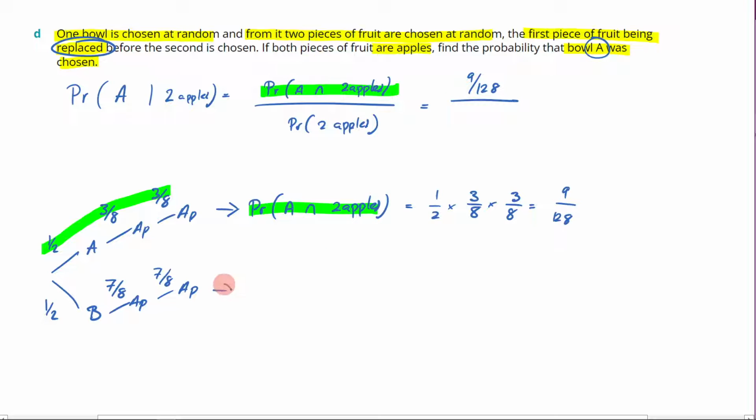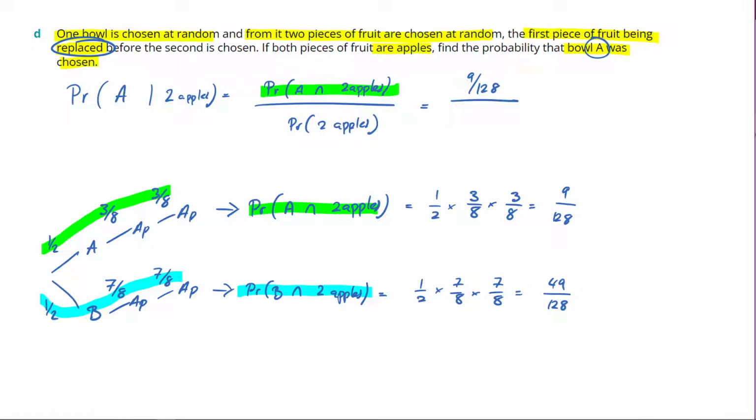And then we also need to figure out the probability of B intersection of two apples. So that's going to be a half times 7 on 8 times 7 on 8, which is going to be 49 on 128. And now the reason why I figured this one out, so remember the reason how I got this was just multiplying across that way. And the reason why I got them both is because now to figure out what the probability of two apples is, I need to add both of these up.